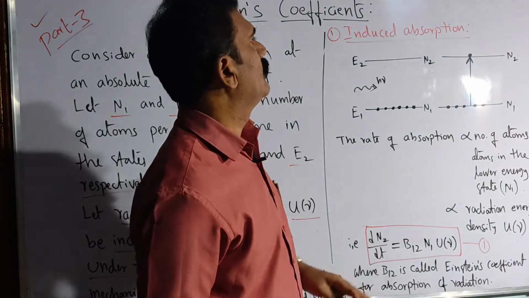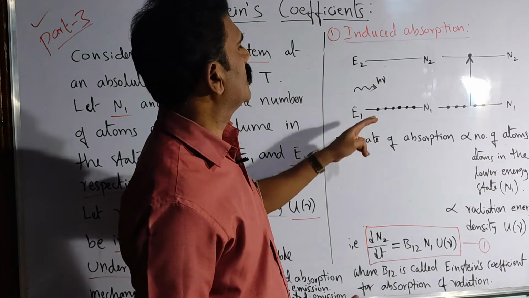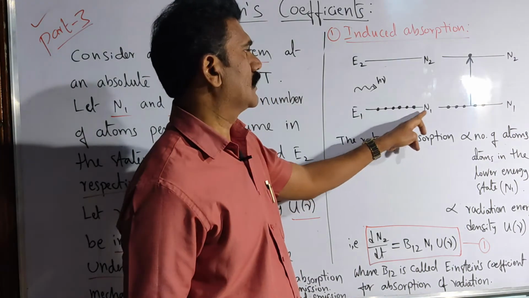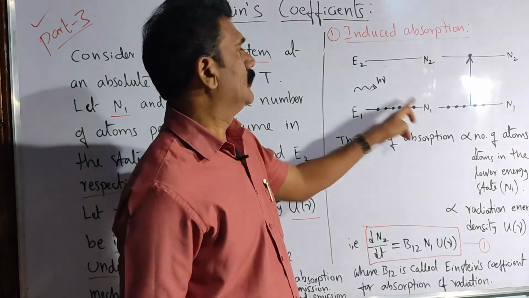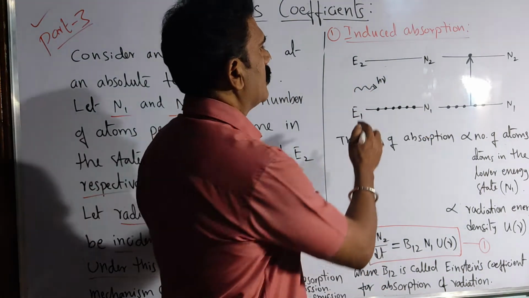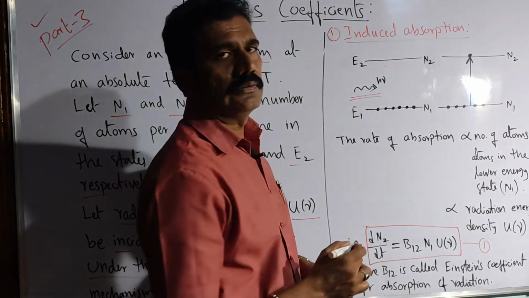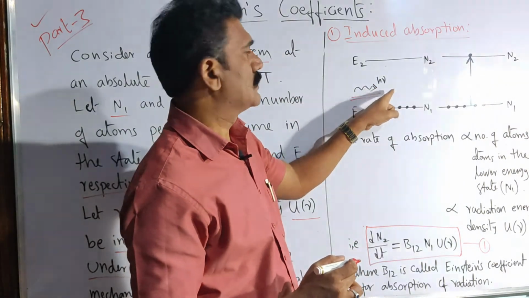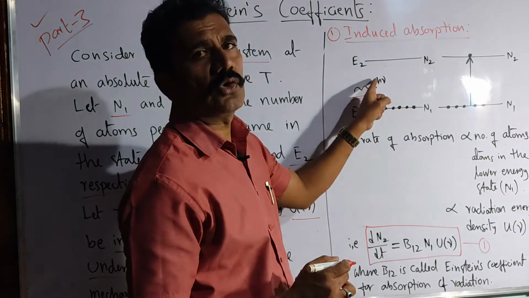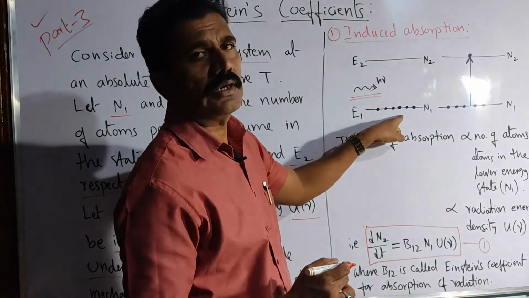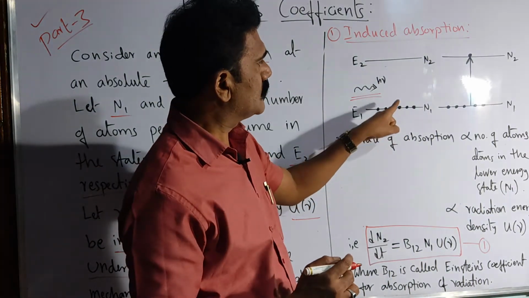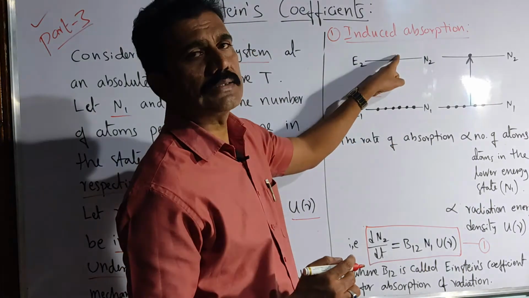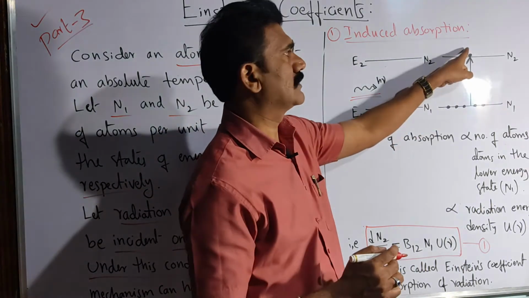In induced absorption, initially there are a certain number of atoms in the energy state E1, which is N1. On such an atomic system, if radiation is incident, called the incident photon of energy h nu, this photon energy is absorbed by one of the atoms in the ground state. The atom which absorbs the incident photon gets excited and goes to the excited state.